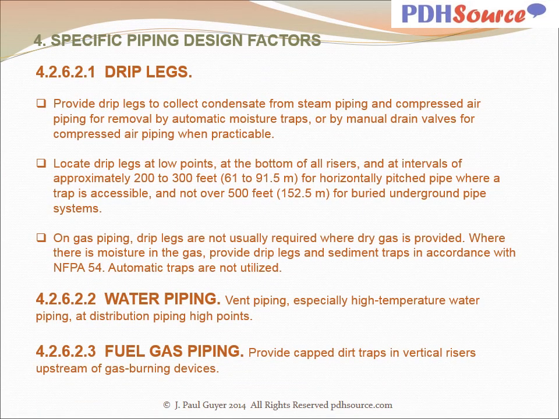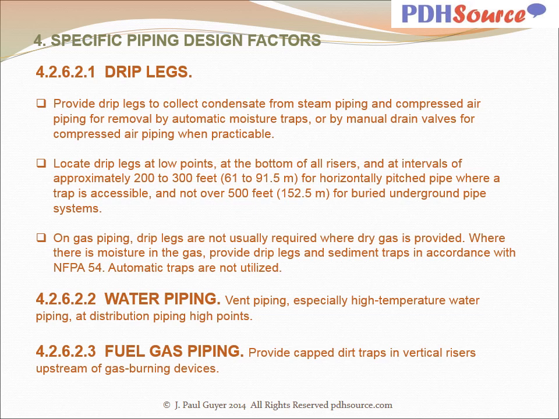With regard to drip legs, provide drip legs to collect condensate from steam piping and compressed air piping for removal by automatic moisture traps or by manual drain valves for compressed air piping when practicable. Locate drip legs at low points at the bottom of all risers and at intervals of approximately 200 to 300 feet for horizontally pitched pipe where a trap is accessible, and not over 500 feet for buried underground pipe systems.